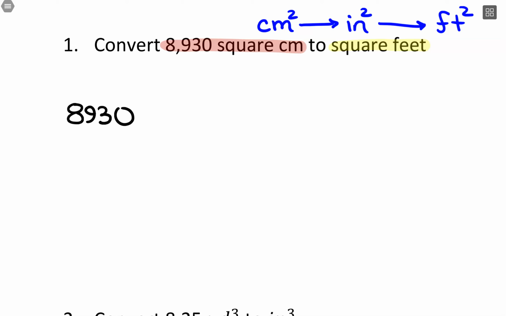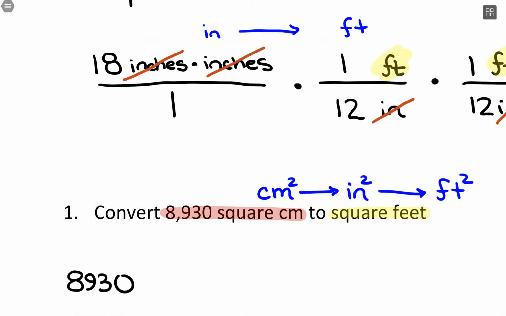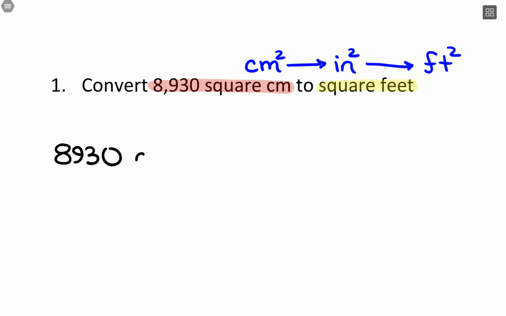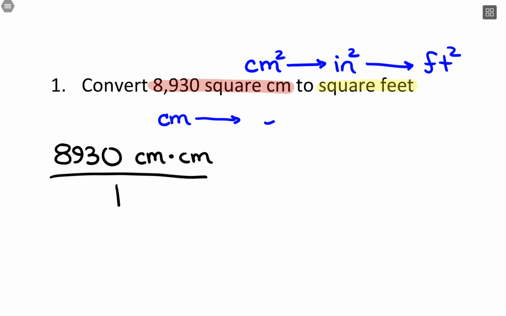8,930 square centimeters. And if I'm writing it out, I'm going to copy this long written out form. So I'm going to write that as square centimeters is centimeters times centimeters over 1. So first thing I'm going to do is convert centimeters to inches. So that conversion goes, I want to cancel out centimeters and I want inches at the end. And it's 2.54 centimeters per 1 inch.